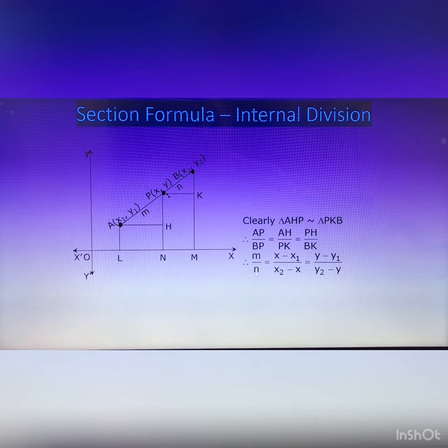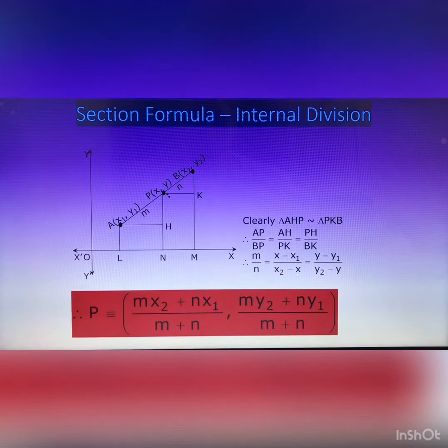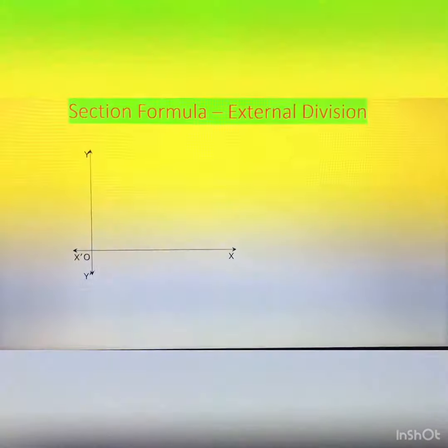So this is m by n, and this is the distance AH. If we take the total as x and this as x1, then this distance is x minus x1, and similarly this is x2 minus x, and y minus y1 divided by y2 minus y. On simplifying this, we will get the section formula, that is (mx2 plus nx1) divided by (m plus n), comma, (my2 plus ny1) divided by (m plus n). So this is the section formula for internal division.